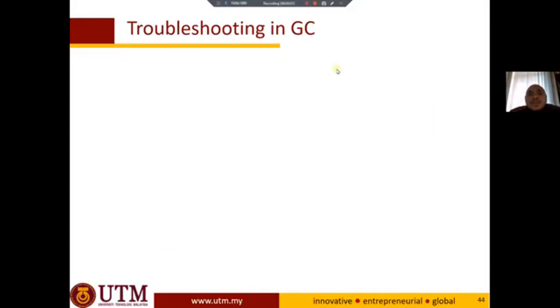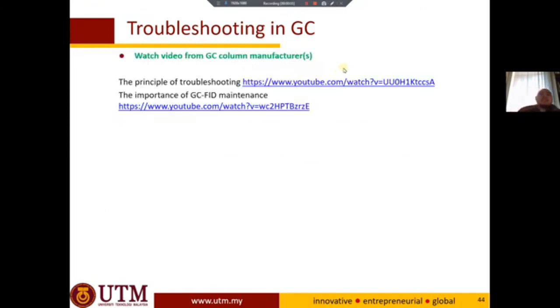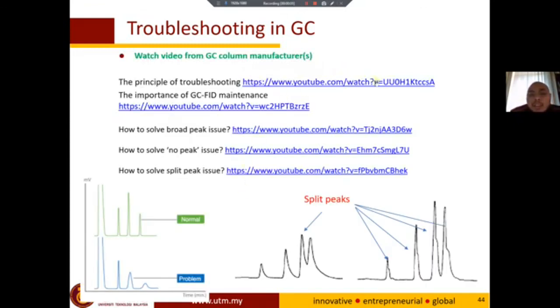Okay, let's look into the troubleshooting in GC. You can have a link over here. I have not yet looked at the YouTube video, but I will talk based on my experience. Here is what we call the normal chromatogram, or a good chromatogram.